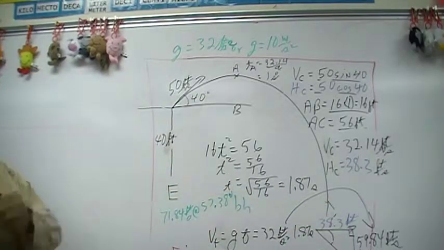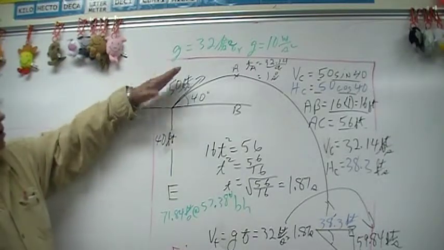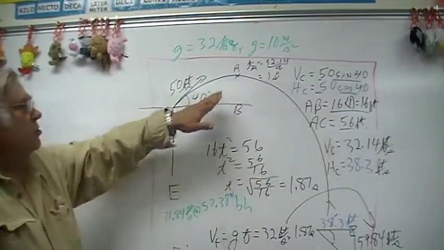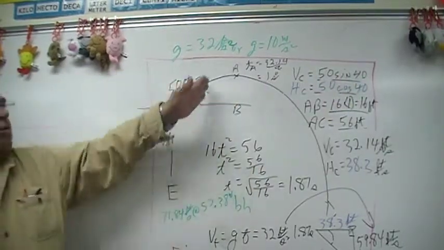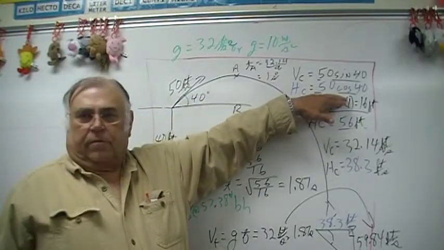So, first thing we're going to do here is change this into its components. And this is just solving a right triangle. You got 50 sine of 40 is the vertical component. The horizontal component is 50 cosine 40.